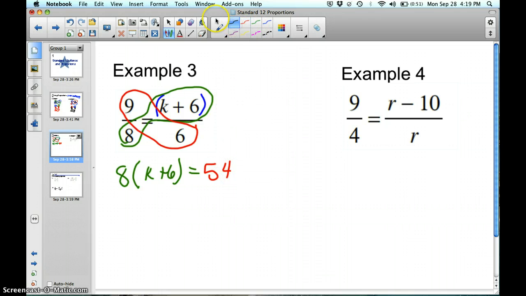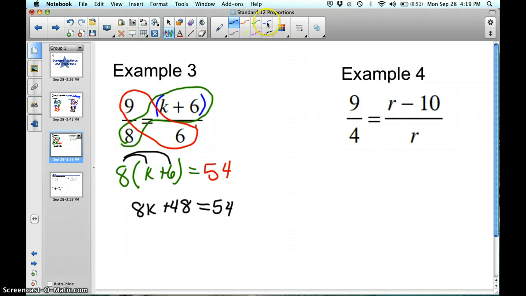Now this should look pretty familiar to us. To solve this, I'm now just going to distribute. So 8 times k is going to give me 8k. And 8 times 6 is going to give me 48. So I write plus 48, it's a positive 48, and bring down my equals 54.